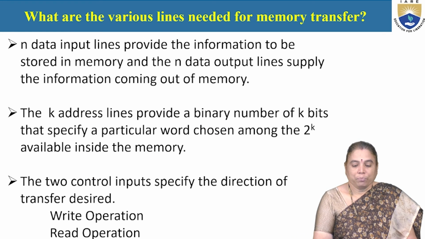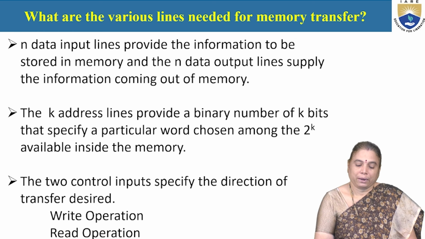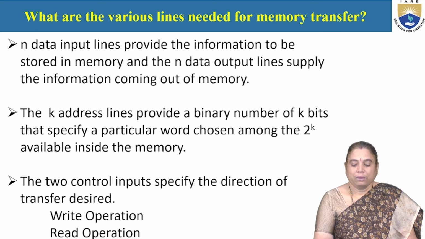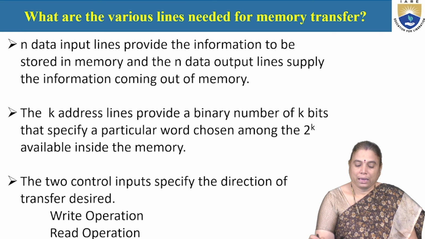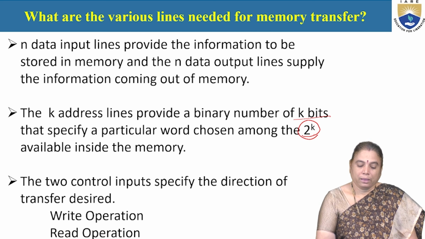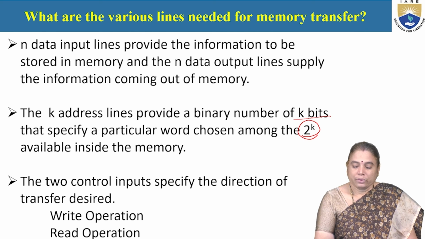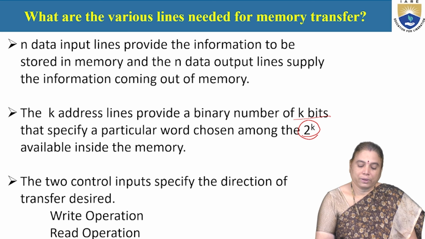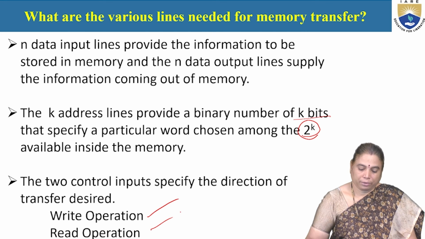The n data input lines provide the information to be stored in memory, and the n data output lines supply the information coming out of the memory. The k address lines provide a binary number of k bits which can specify the word chosen among the 2 power k address space. The two control inputs specify the direction of transfer desired, that is the write operation or the read operation.